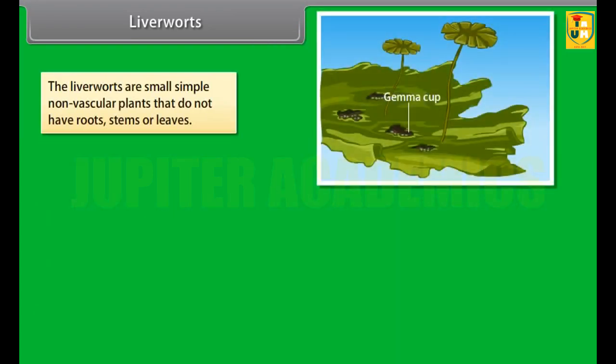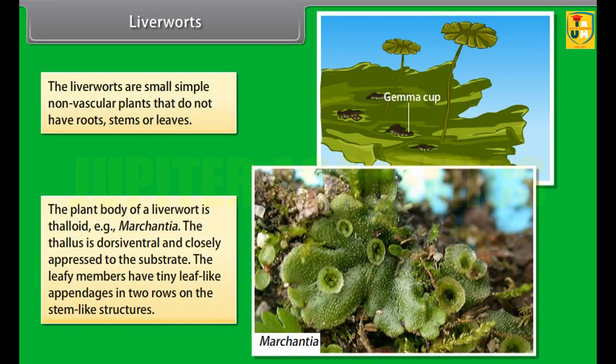The liverworts are small, simple, non-vascular plants that do not have roots, stems, or leaves. The plant body of a liverwort is thalloid, for example, Marchantia. The thallus is dorsiventral and closely appressed to the substrate. The leafy members have tiny leaf-like appendages in two rows on the stem-like structures.